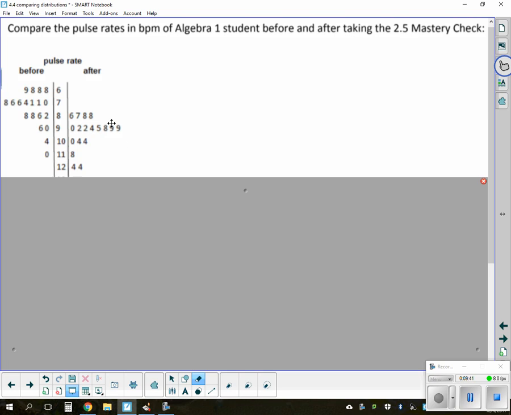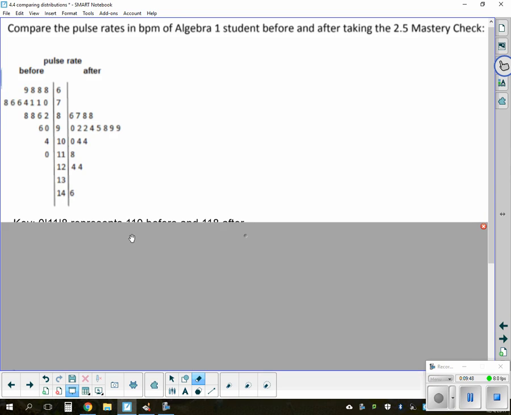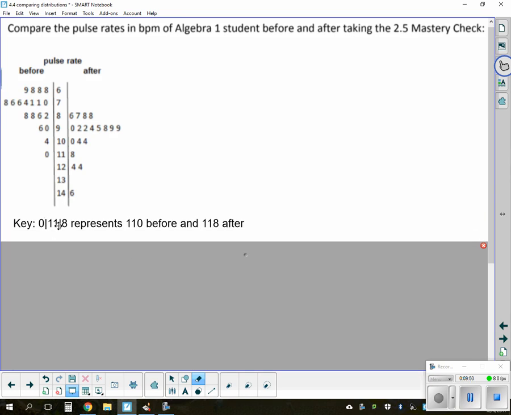So pulse rates before they took the test and then after they took the test. We have a key here. This is not on your paper, so you probably want to jot this down. Look at what this looks like. Your stem is actually in the middle. This part right here is your stem. And then on each side, you have leaves.